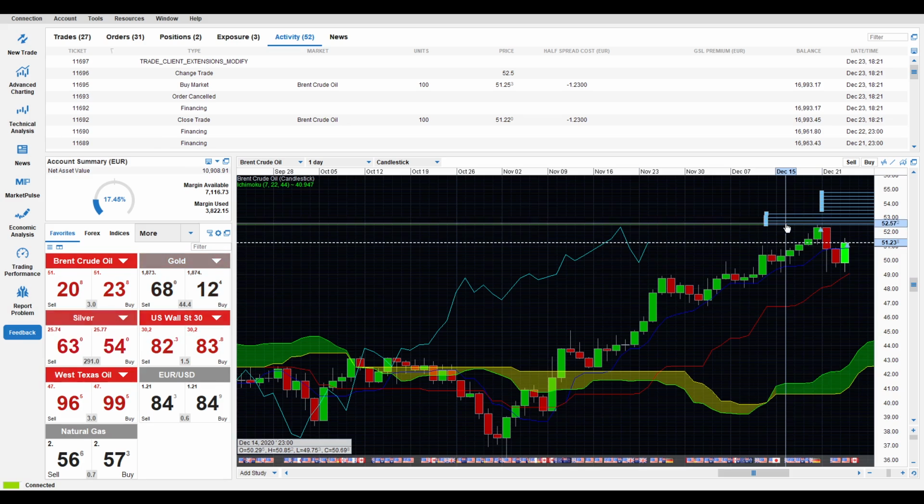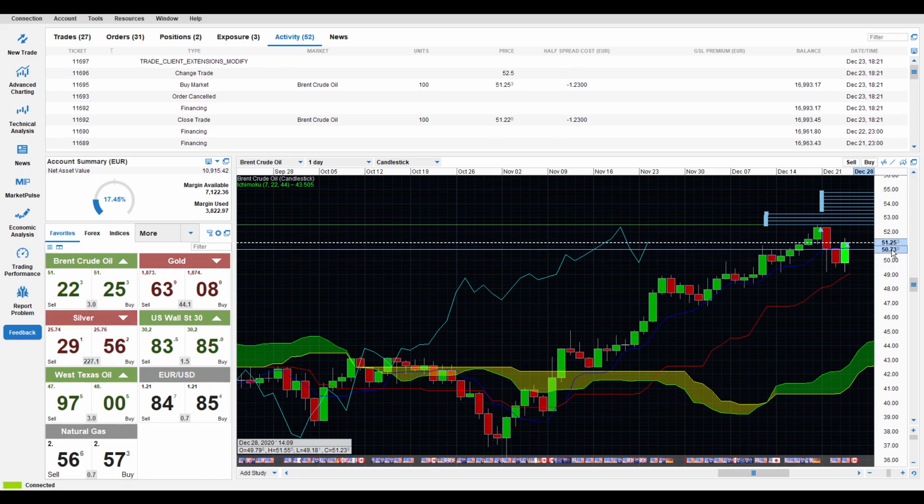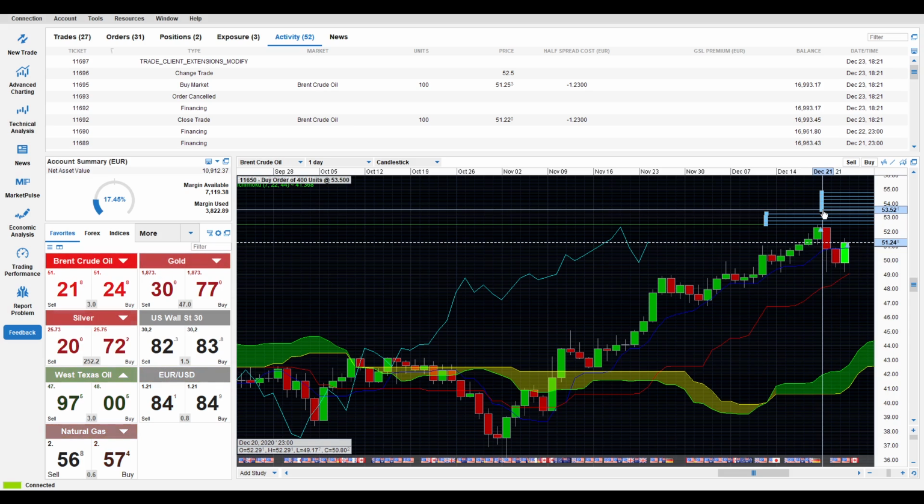Maybe we will test, as I previously mentioned, the 25.5 level, but it's somewhere in between. This is 51.23, not a major quarter point, so the price is somewhere in between. We will see where the price will go tomorrow.